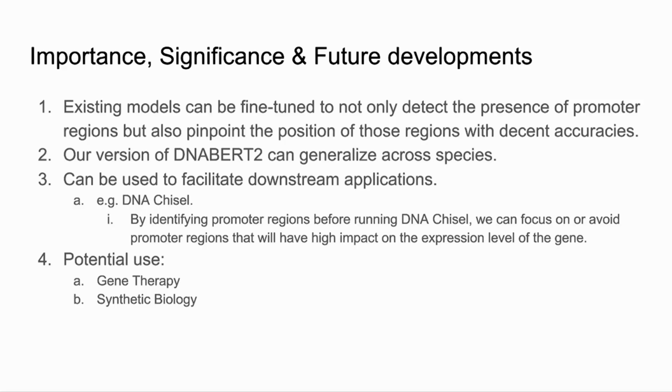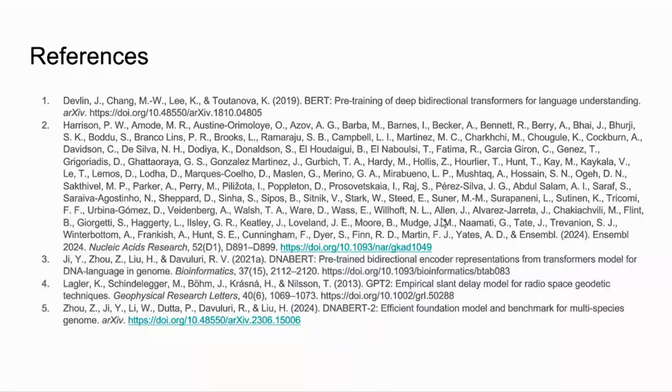For example, DNA Chisel. It is an application that can optimize the DNA sequence with customized constraints and optimization goals. By identifying promoter regions before running DNA Chisel, we can focus on or avoid promoter regions that will have high impact on the expression level of the gene. In the long term, the potential use of this application can be gene therapy and synthetic biology. These are the references. Thank you.